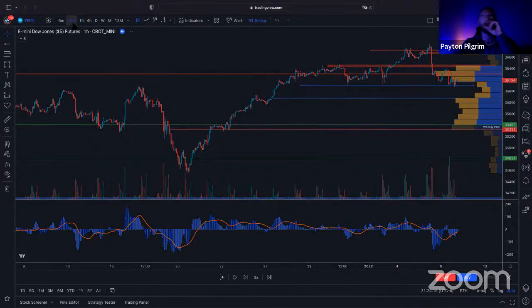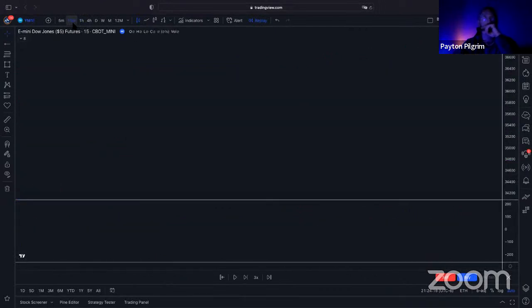Okay, so now we'll go into the 15-minute. And really, I don't even mark the charts up like this. I'm just doing this for backtesting purposes. Is it really not even going to give me 15-minute data? That is just awesome.